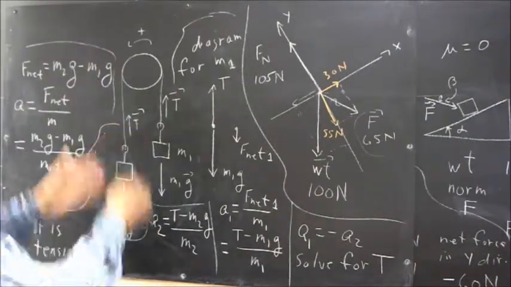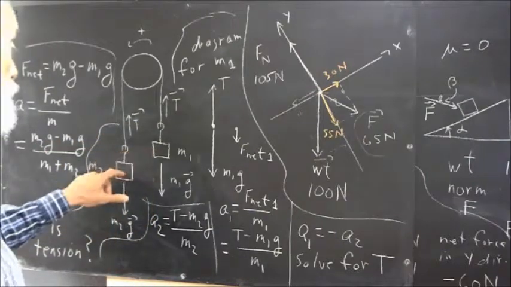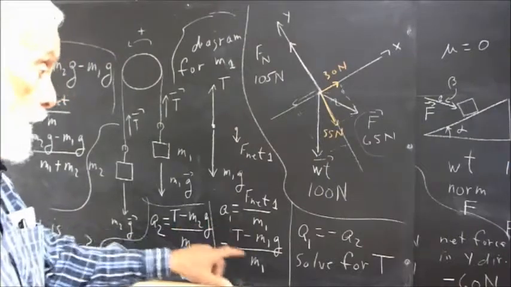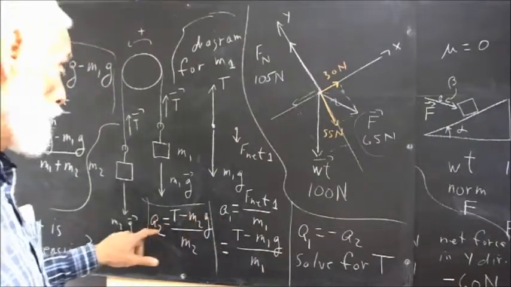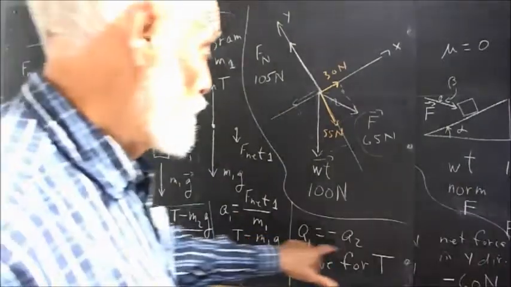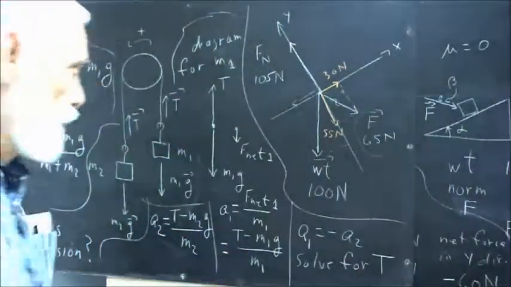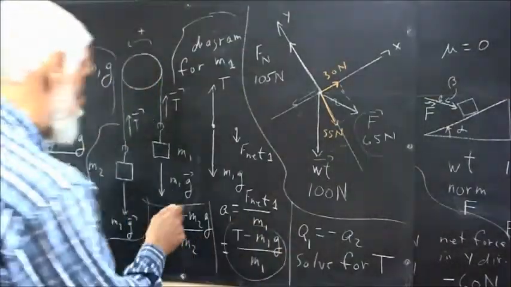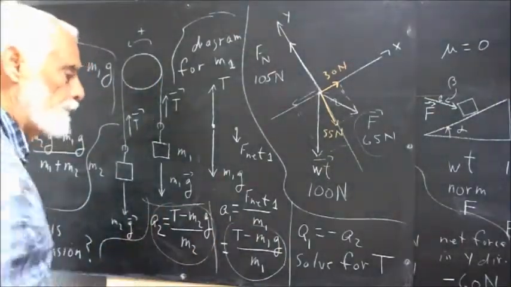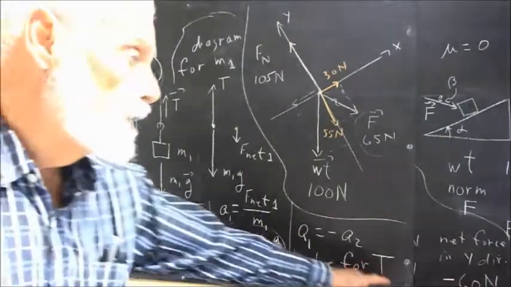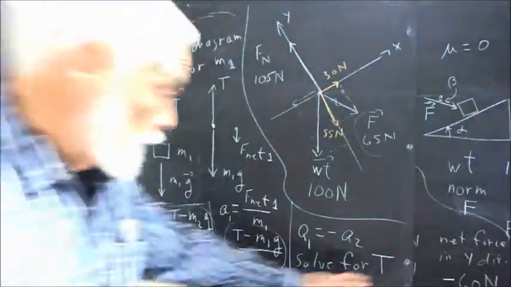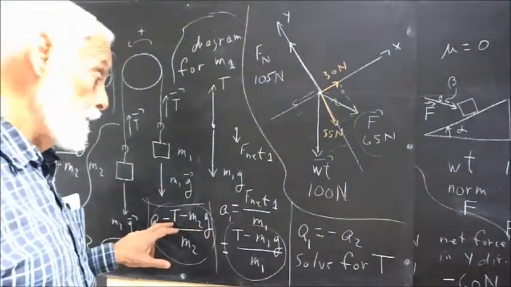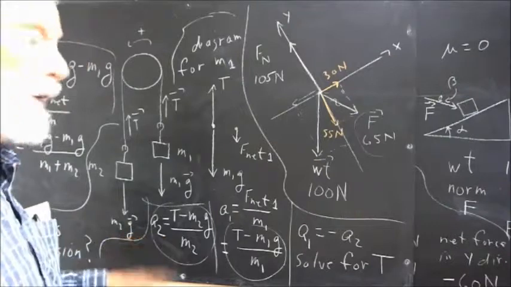Now for the Atwood machine, we know that the masses go in opposite directions. So this A1 is going to be equal and opposite to A2. So we write A1 is equal to negative A2. So we set this expression for A1 equal to the negative of the expression for A2. We get an equation that we can solve for the tension. Having solved for the tension, we would plug that expression back in here and here and make sure that A1 and A2 come out to be equal.